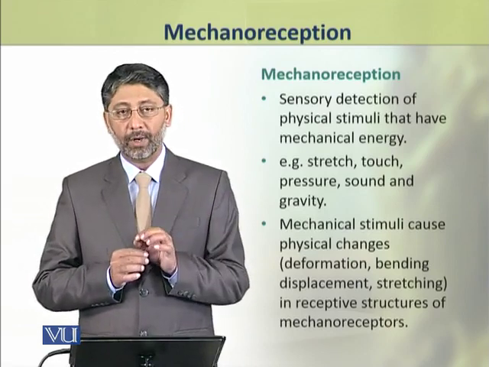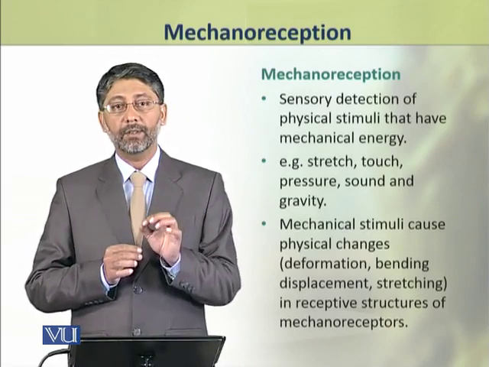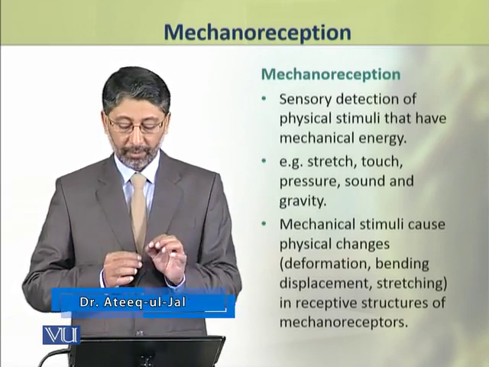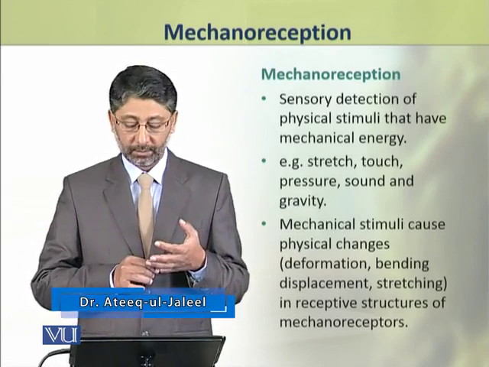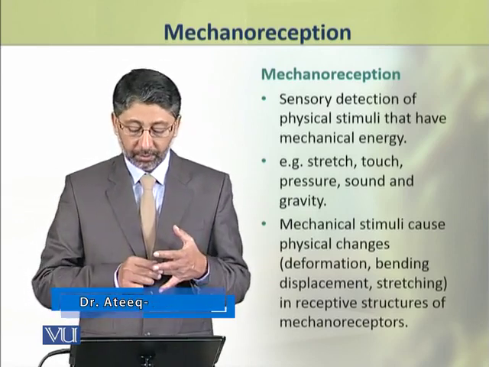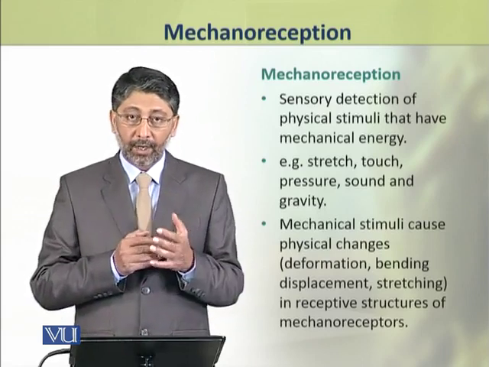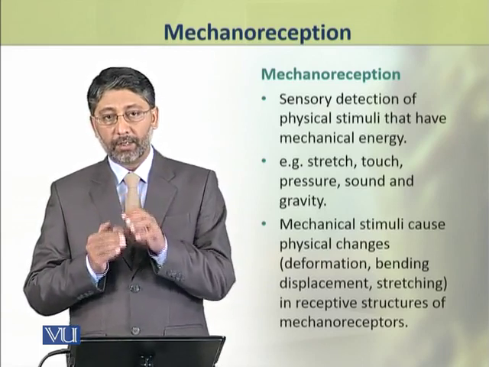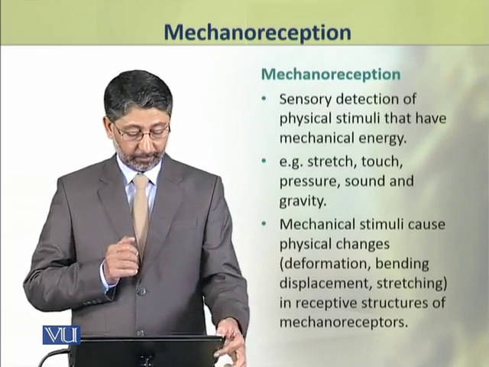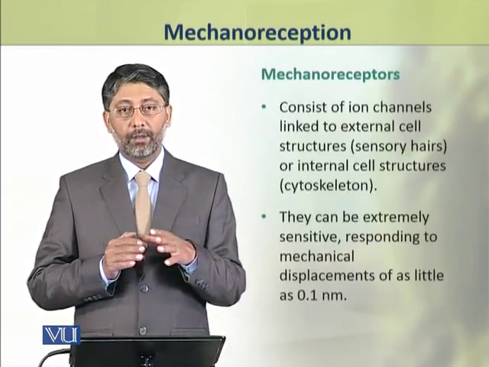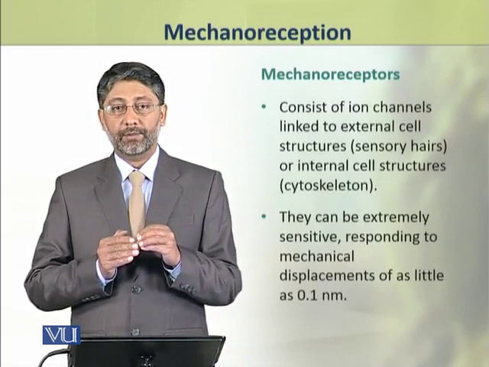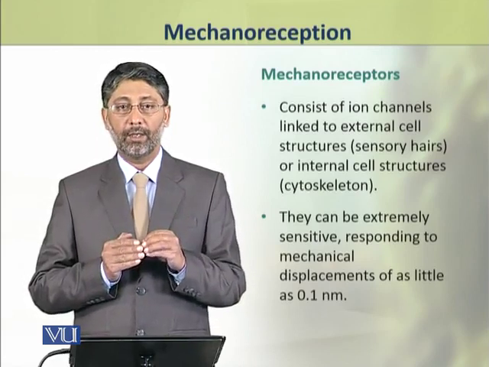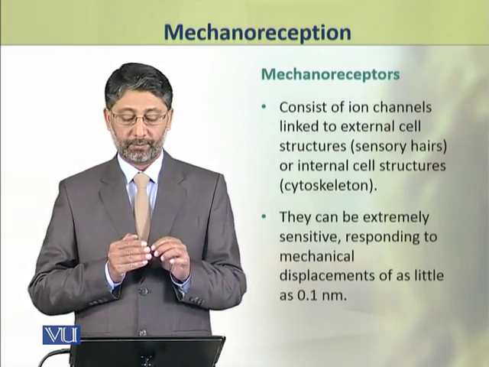These mechanical stimuli cause physical changes in the receptor cell membrane. For example, deformation, bending, displacement, stretching, etc. Such processes or such deformations occur in the receptor cell membrane. The receptor cells involved in the reception of such physical stimuli are called mechanoreceptors.